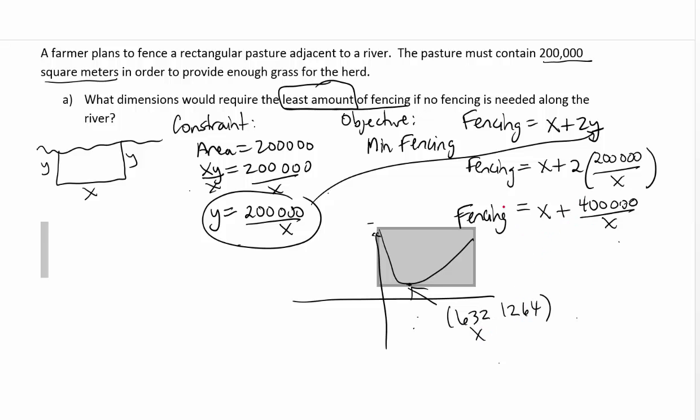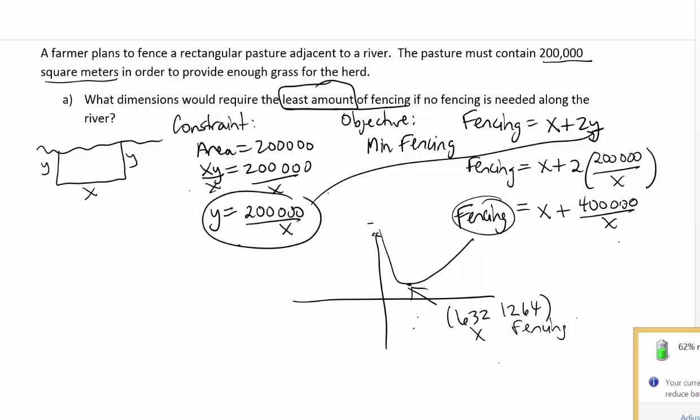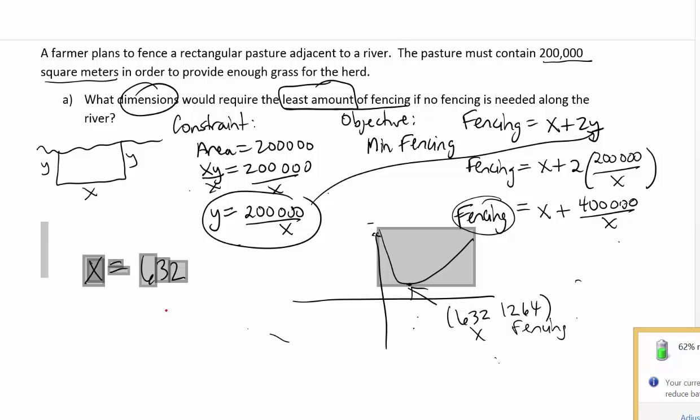The y value here is what this function represented, which was fencing. So what do we need to give for this answer? We need the dimensions. So to find the dimensions here, we need our x value, which we already figured out. So our x dimension is going to be 632. And that would be meters.